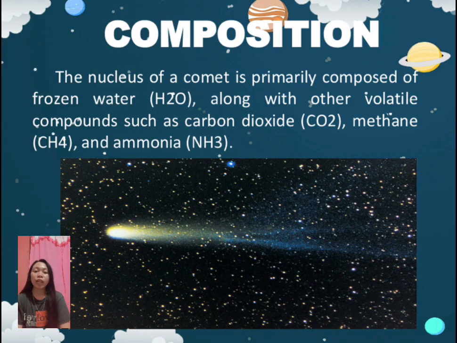The nucleus of a comet is primarily composed of frozen water, along with other volatile compounds such as carbon dioxide, methane, and ammonia. These ices are mixed with dust particles, organic molecules, and various minerals. When the comet approaches the sun, the heat causes the ice to vaporize, creating the coma and tails. I have here a short video clip.